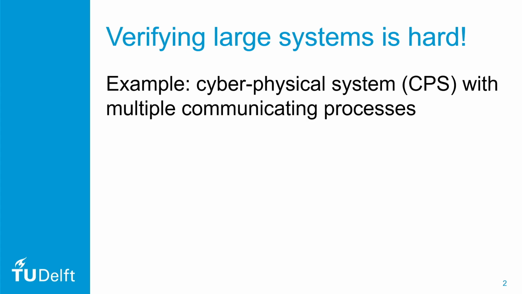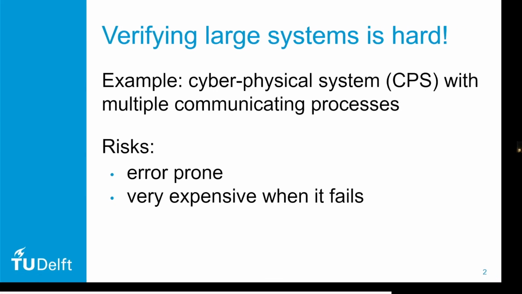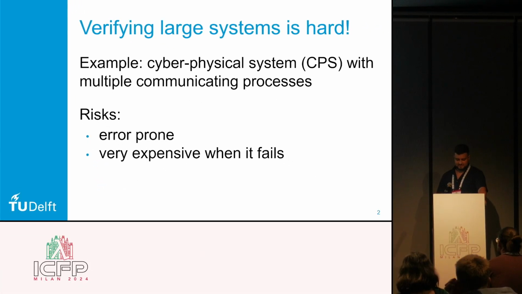Let's say we have a cyber-physical system that has multiple communicating processes. Such systems are very common, usually, in the real world. However, they have a lot of risks involved in developing and maintaining them. For example, such systems are very error-prone because of the multiple interacting components, and they could be very expensive if they fail. And it is exactly because of the second fact that we usually want to make sure they don't fail. And we do that by verifying them.